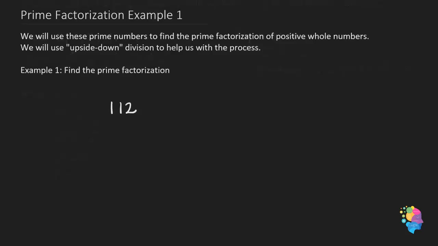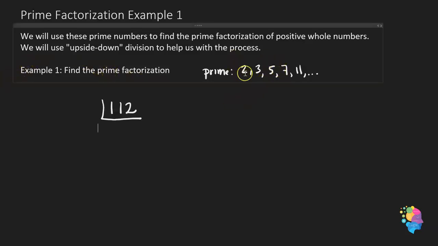We will now use prime numbers to find the prime factorization of positive whole numbers, known as integers. We will use the upside down division to help us with this process. So let's bring in the list of the prime numbers, a few of the ones that we wrote on the previous page. So what we're going to do is divide 112 starting with the smallest of the primes. In this case, it's a 2. And we will continue to try it until we can no longer divide evenly. When that happens, then we move to number 3, the next prime number, and so on.